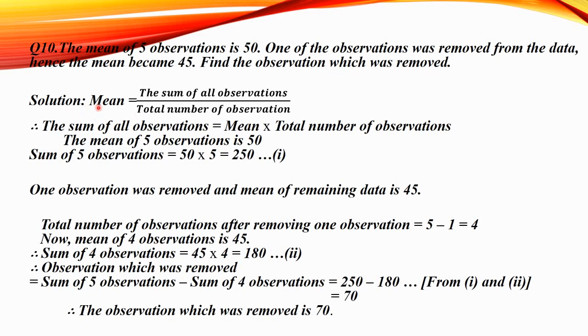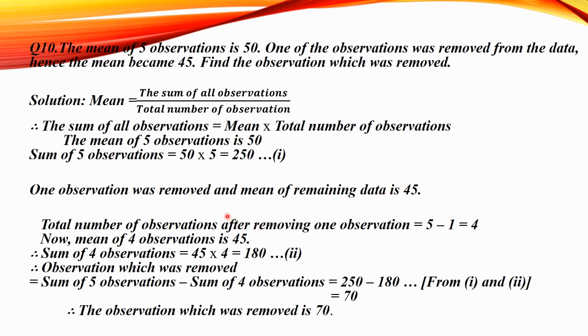Solution. As the formula says, mean is equal to the sum of all observations upon the total number of observations. Therefore, the sum of all observations is equal to mean multiplied by the total number of observations. Now here the total number of observations was 5. The mean of 5 observations is 50. Therefore, the sum of 5 observations is equal to 5 multiplied by 50, and that is equal to 250, equation number 1.